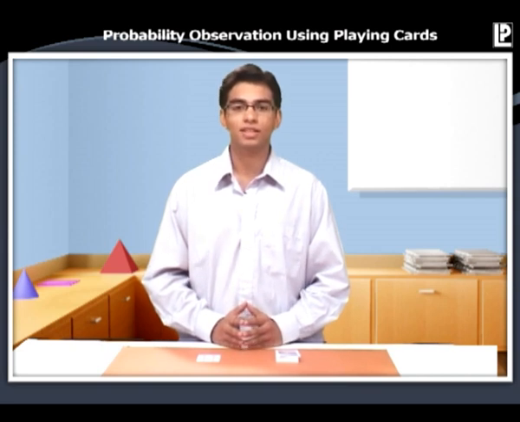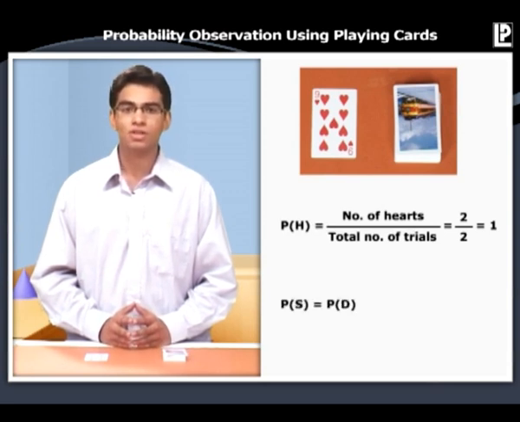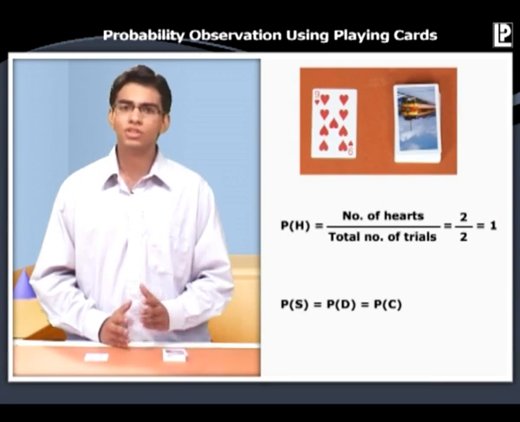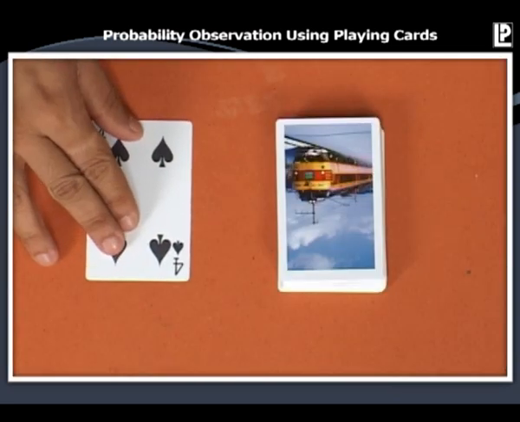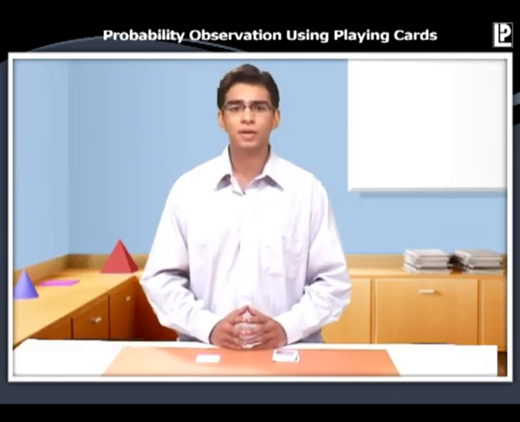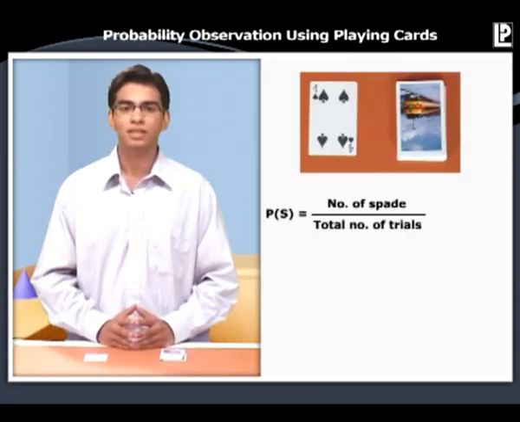We've drawn 2 hearts in 2 trials. Hence, the probability is 2 divided by 2, that is equal to 1. Like the earlier trial, there are no spades or diamonds or clubs in this trial. So, the probability of each of these cards is 0. In trial 3, we've drawn a spade. This is the first spade card that we've drawn in 3 trials. So, the probability is 1 divided by 3, that is equal to 0.33.